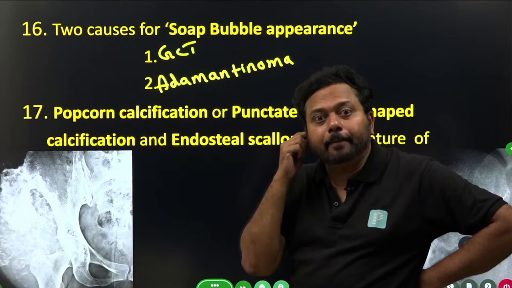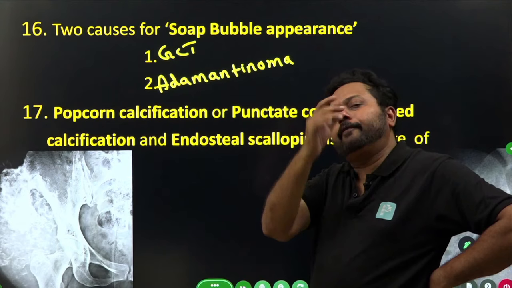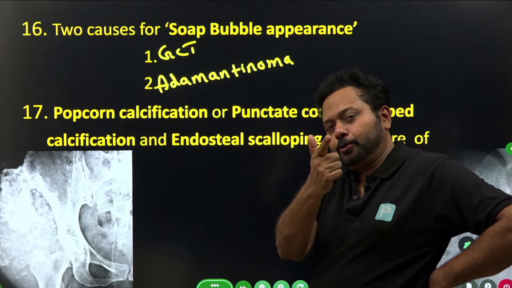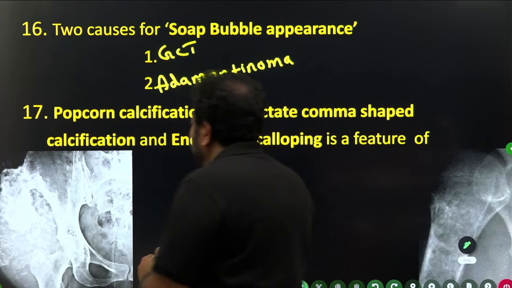So, soap bubble appearance in orthopedics has only two differential diagnoses, dear friends. Everyone knows giant cell tumor, osteoclastoma, one. Second, you should not forget: adamantinoma. Right? Coming to the 17th one-liner, popcorn calcification.